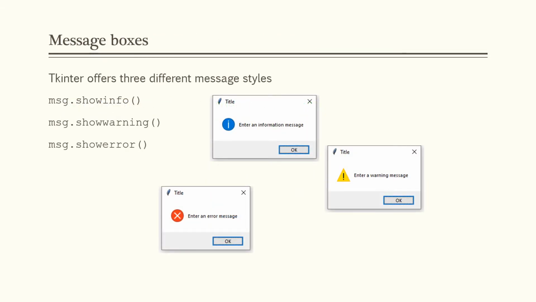In fact, Tkinter offers three different message box styles. The one I just showed you is called showinfo, but you could also type showwarning or showerror, and you can see the three boxes that would appear. They're almost identical, it's just the little picture that's different, and that might be what you want in your program. So just choose one of those three commands.